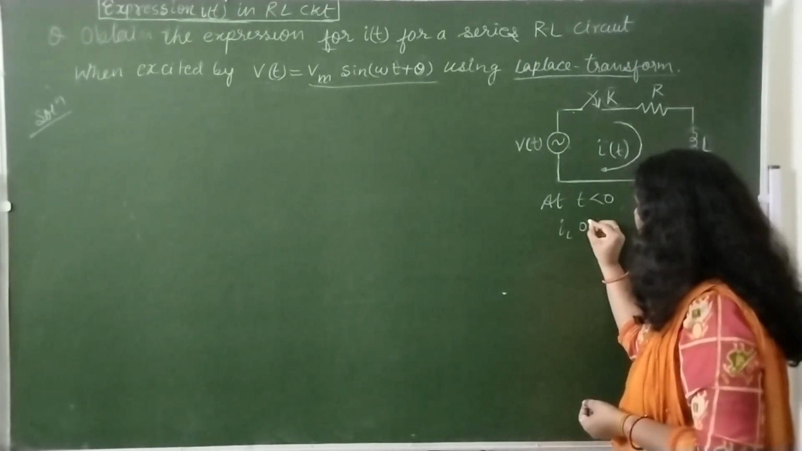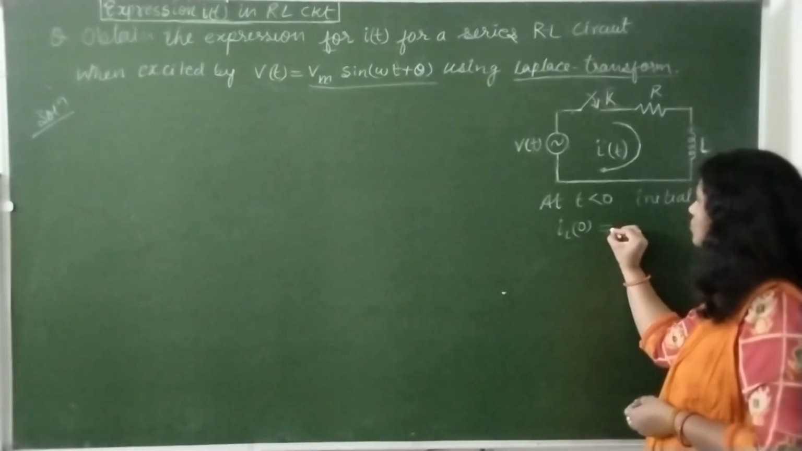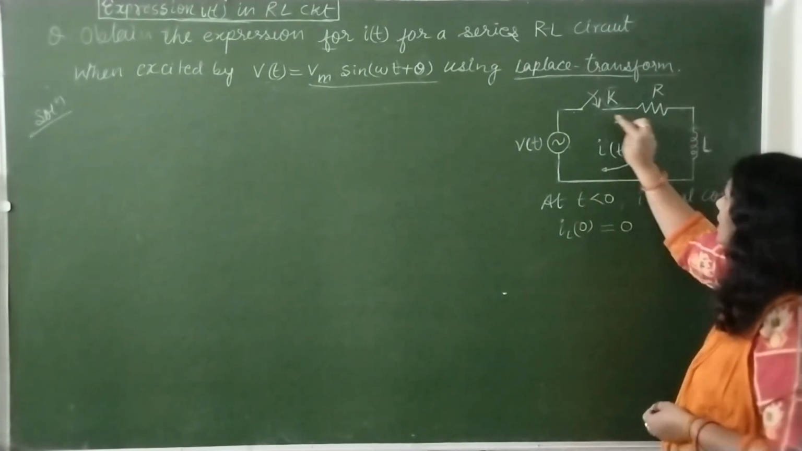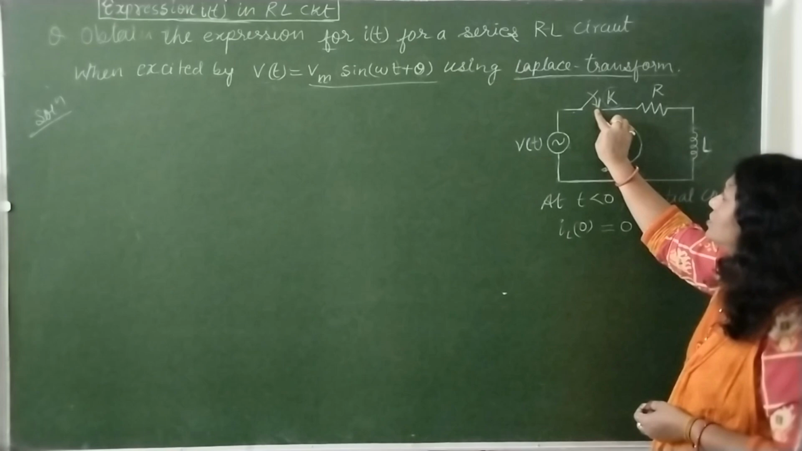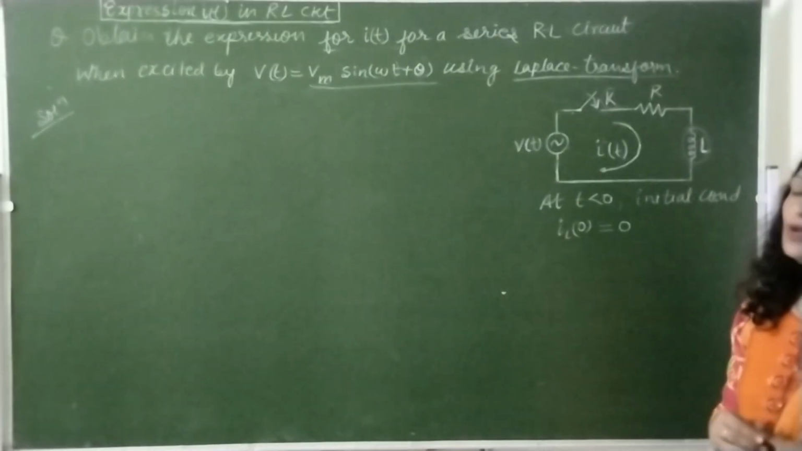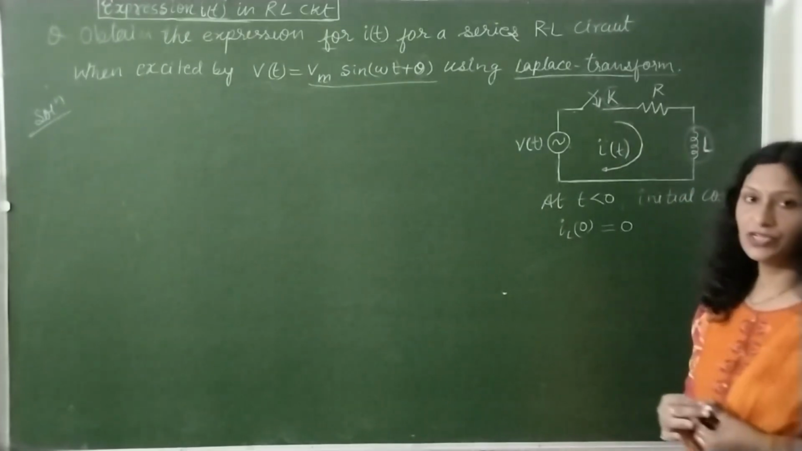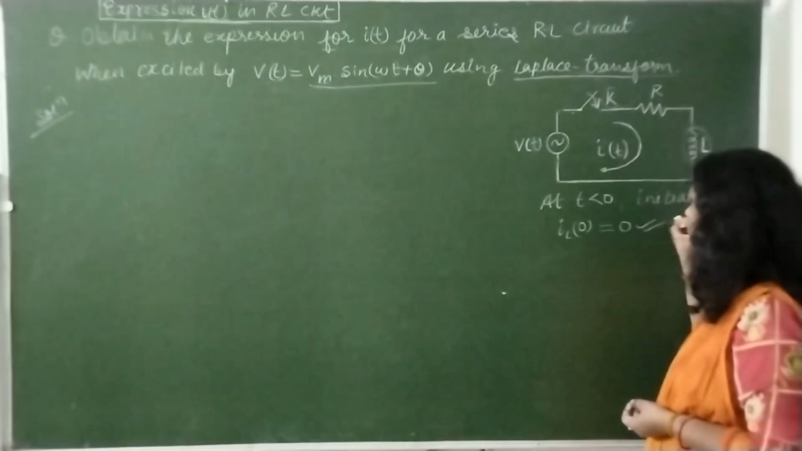Here one of the initial conditions is present, that is current through inductor, and which is equals to 0, because at t is equals to 0 this switch is open, so this inductor is getting no energy from this source. So we got the initial condition here, which is 0.